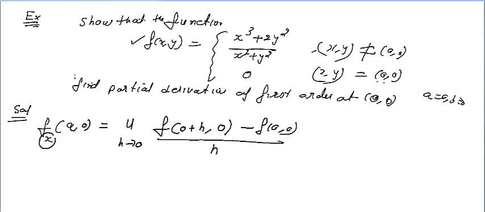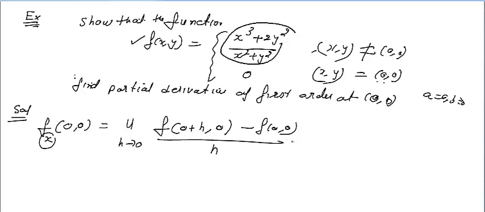Otherwise, you know that this is a, this is b. So the only thing you have done is substitute the value of a and b. Very easy to do, not difficult. That's all. Now the function is given.